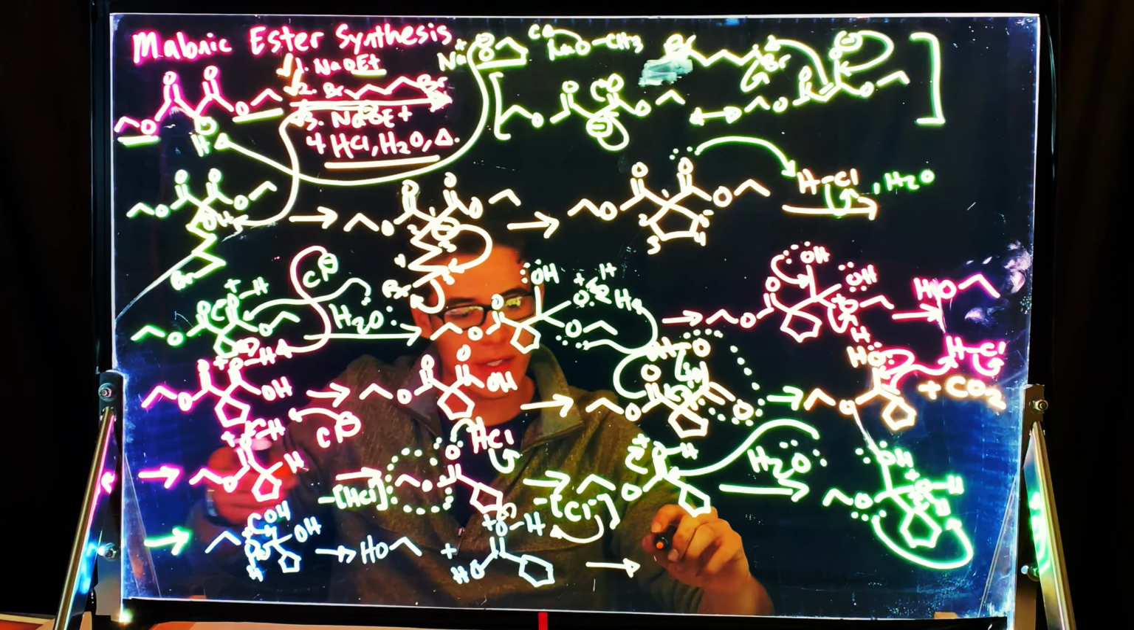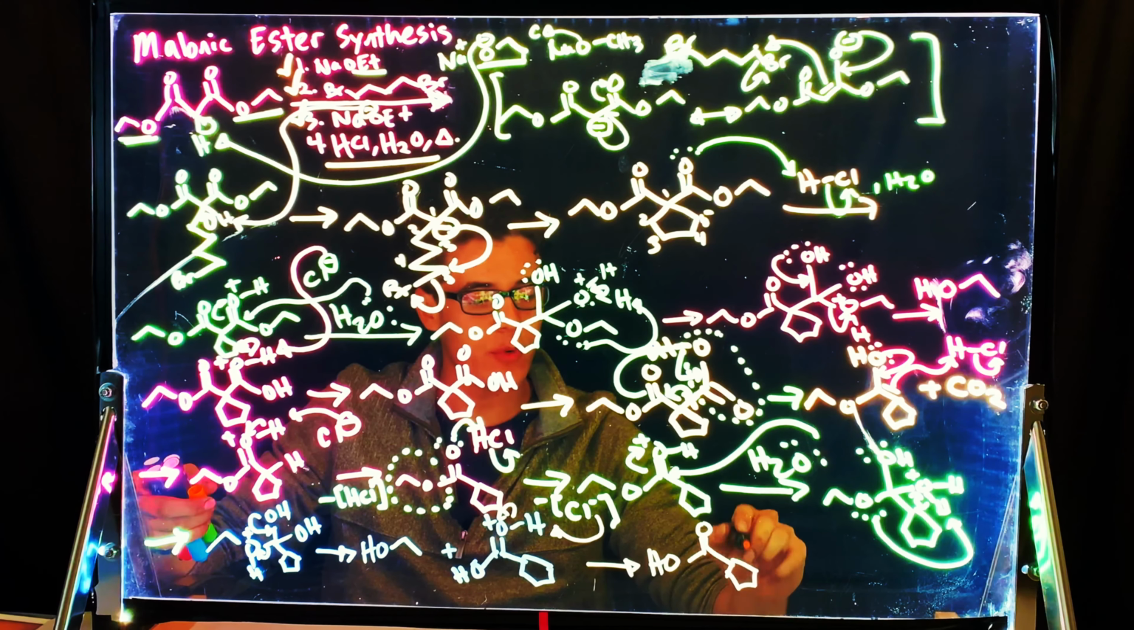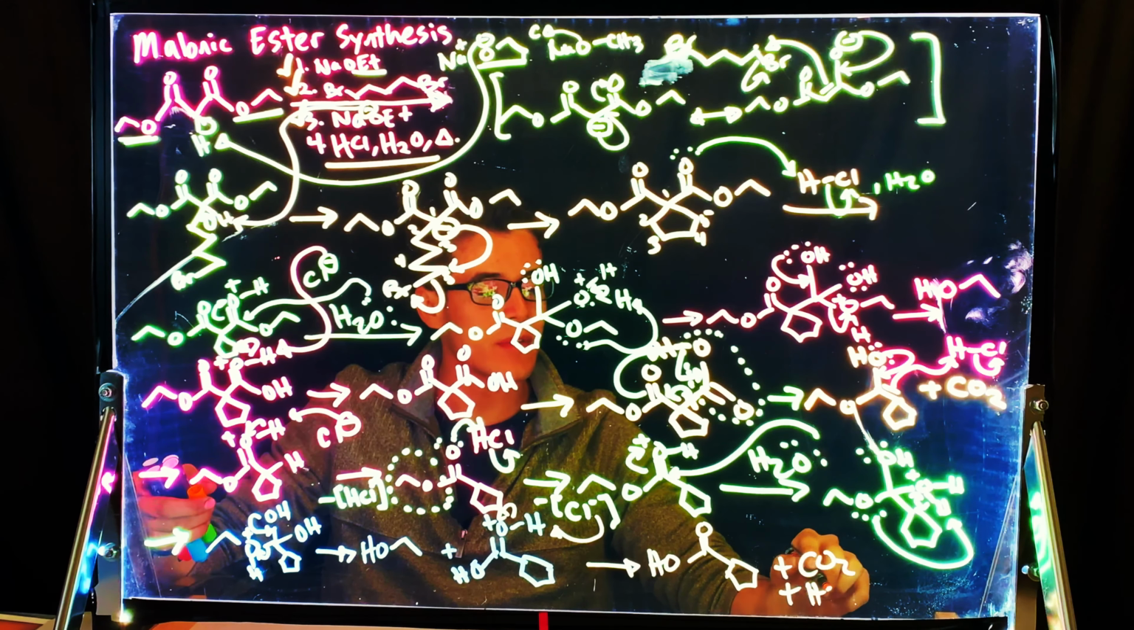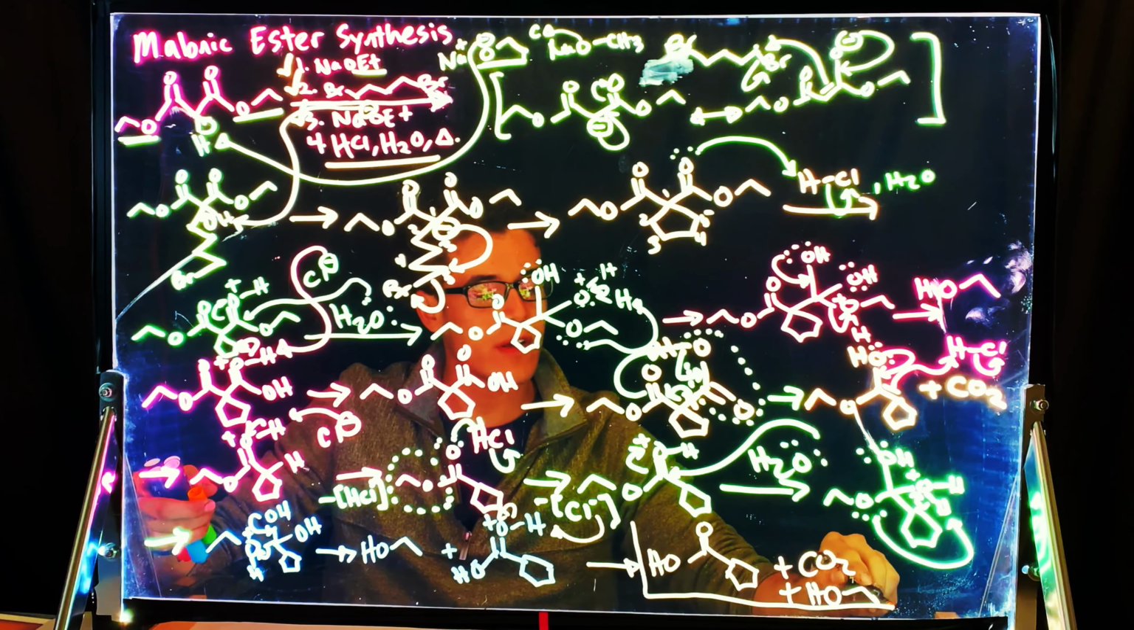So what's our final product? We have an OH, the carbonyl. Here's our carboxylic acid with our 5-membered ring. We had some CO2. We also had some methanol. Okay? So this is going to be our final product.